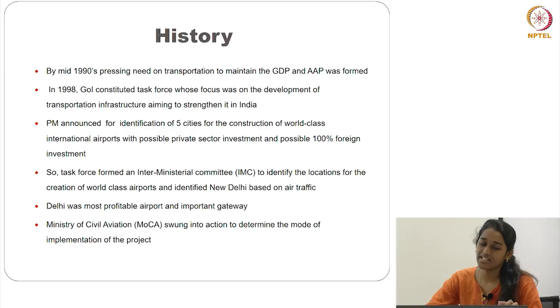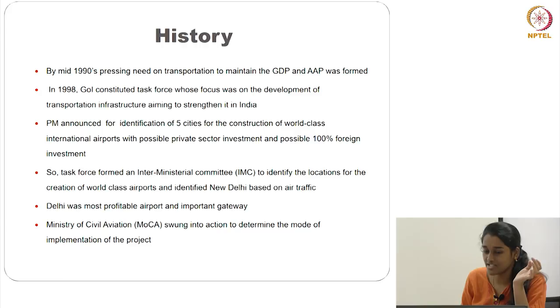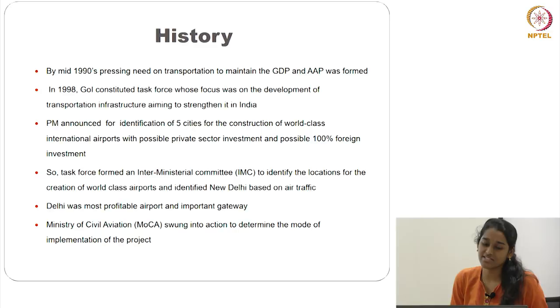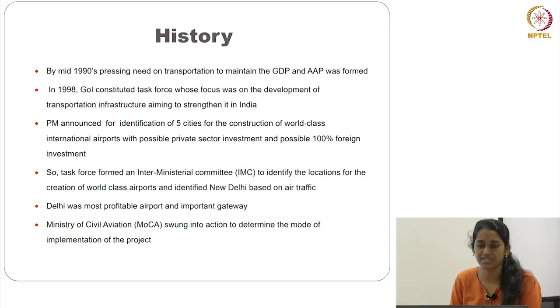So in 1998, the government of India formed a task force for the development of transportation infrastructure. The Prime Minister then announced the identification of five cities for construction of airports. Because they didn't have much funding, they thought of possible private sector involvement and 100% foreign investment. The task force's main aim was to identify these places, and they identified New Delhi based on its air traffic at the time, around 21%. They thought New Delhi was good for creating a world-class airport. It was also the most profitable airport.